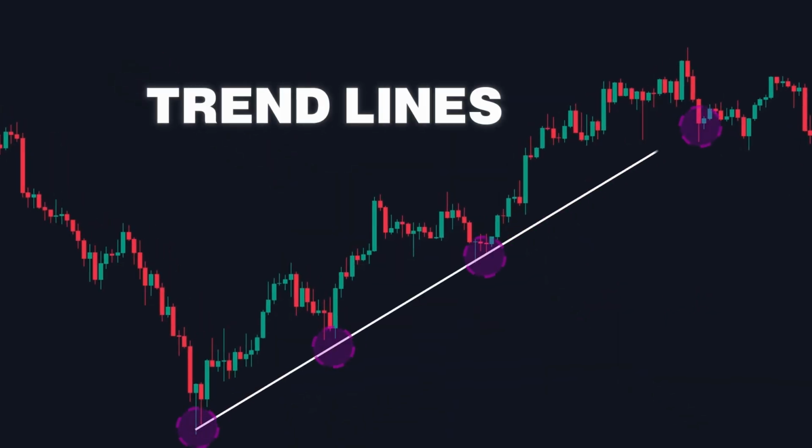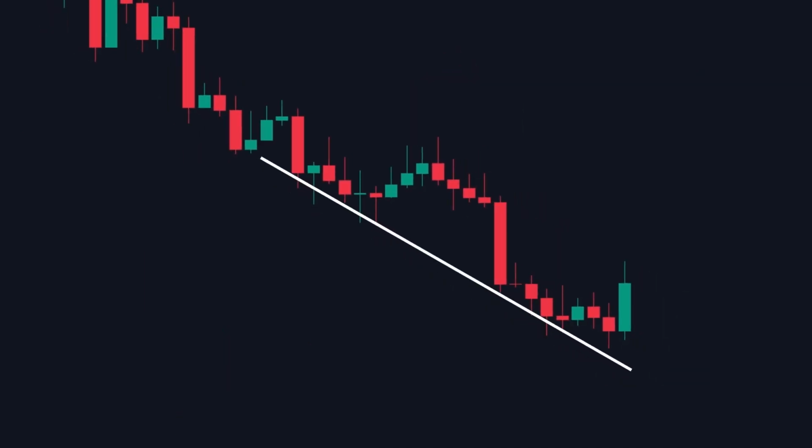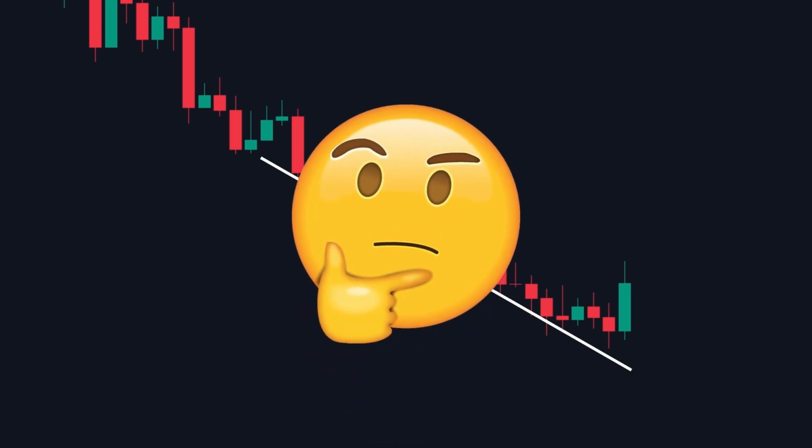Trend lines seem basic enough, yet most traders get them completely wrong. One trader connects wicks, another connects bodies, and nobody agrees. What's the right way? Stick around, because I'm about to clear up all the confusion. Let's break it down simply.